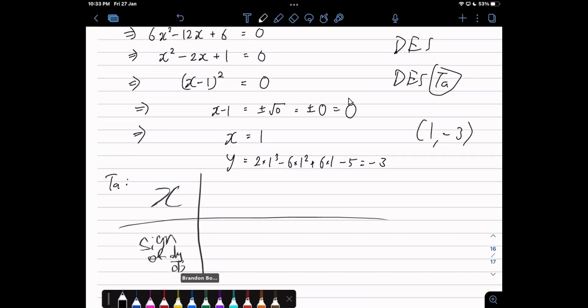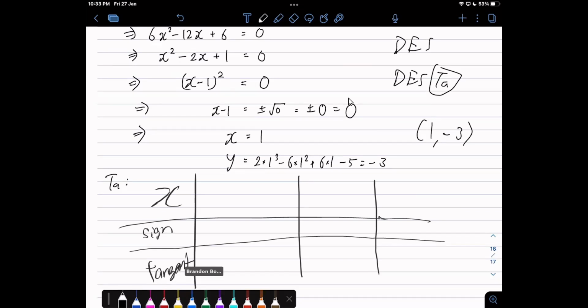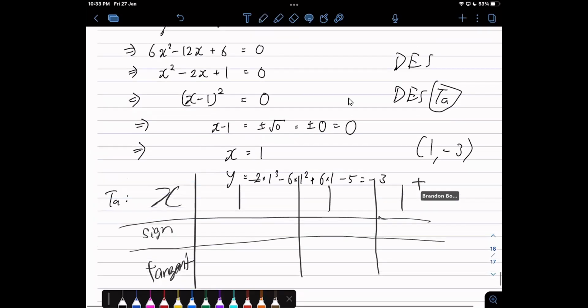Now for the table. Just sign is enough. Okay, not enough space. Control Z, undo. You need space for tangent as well. I need space at the bottom for tangent. Just write sign. I understand what you're saying. Tangent. Carry on. Oh, you need the derivative. Let me copy it down.